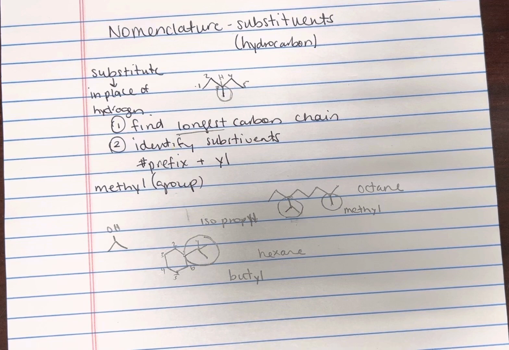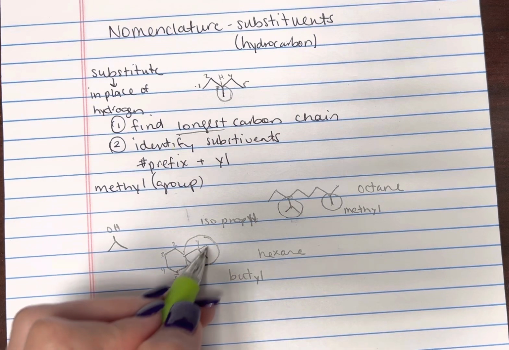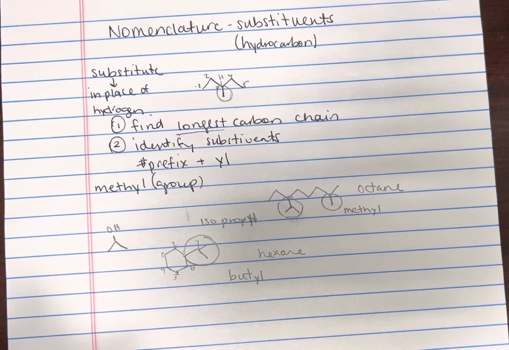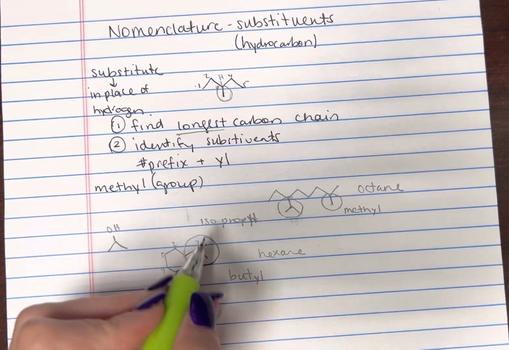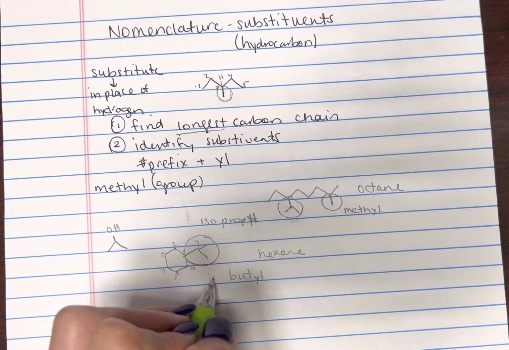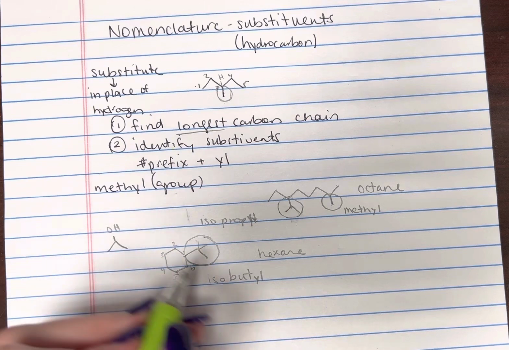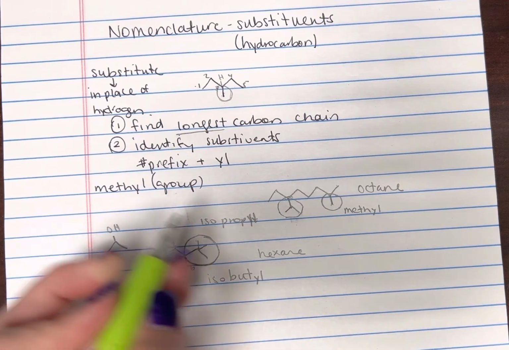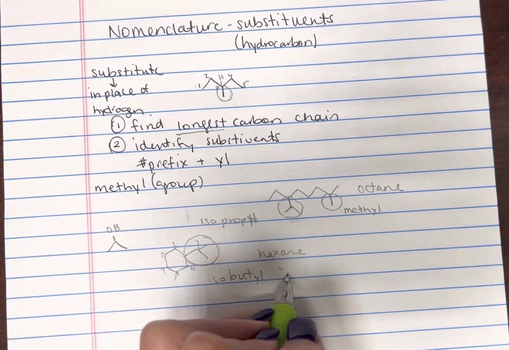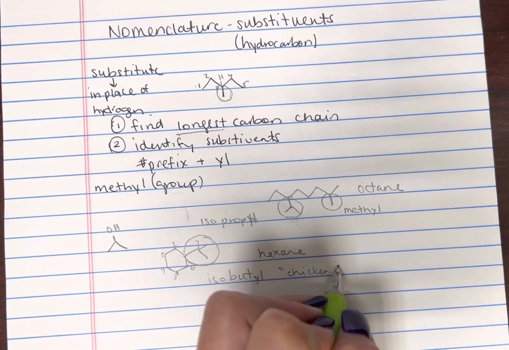All right. Now, again, this is very symmetric and it's very pretty. So this is also known as isobutyl. Again, if it was all straight line, it would not be that. It would just be butyl. But an isobutyl, you can kind of remember because it looks like a chicken foot.